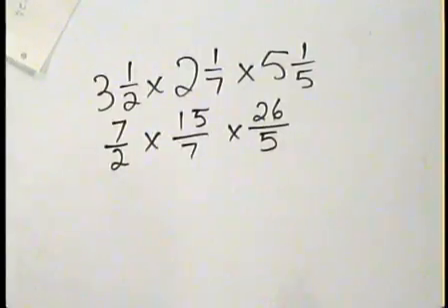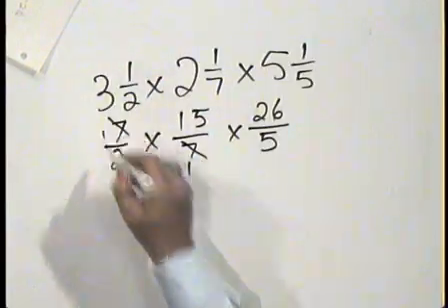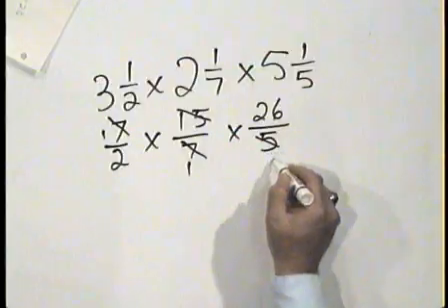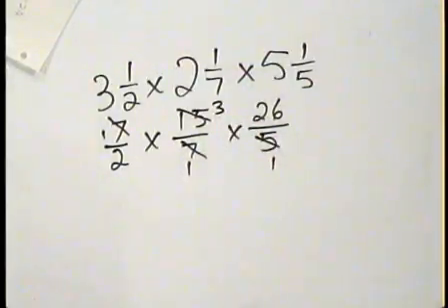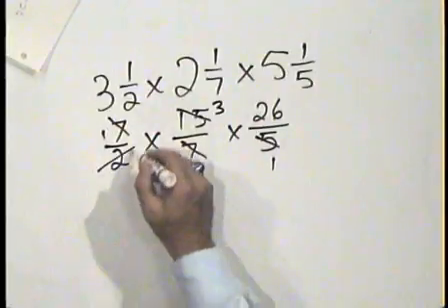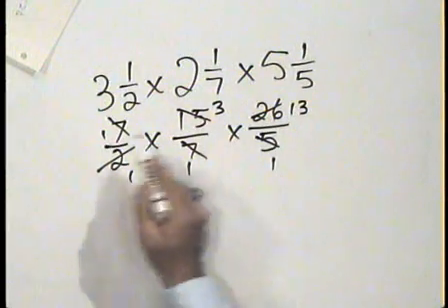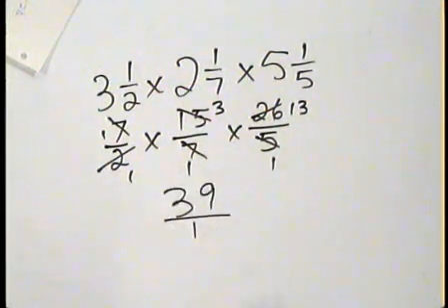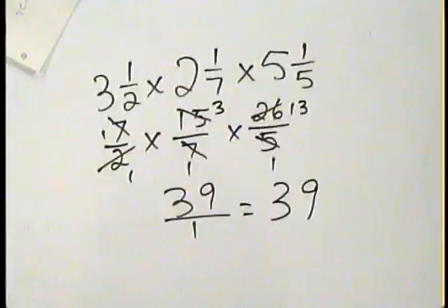Can we cancel? Well, I think so. I see a 7 here and a 7 there. I can cancel those 7s, leaving 1s. I see a 5 and a 15. Divide by 5. Let's see, that's 3 times 5 is 15. 2 and 26 are both even. Divide. And I get 13. 1 times 3 times 13 is 39 over 1. And of course, whenever I have a 1 in the denominator, it means I have a whole number. So the answer is 39.